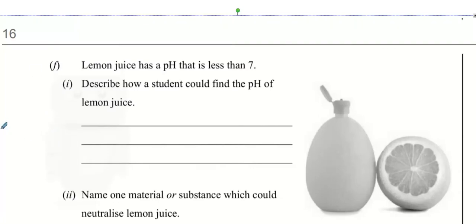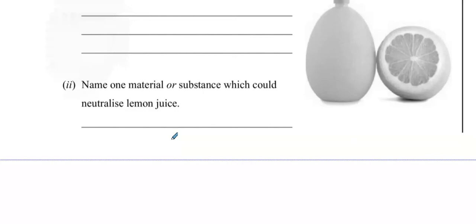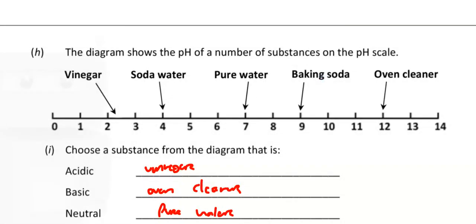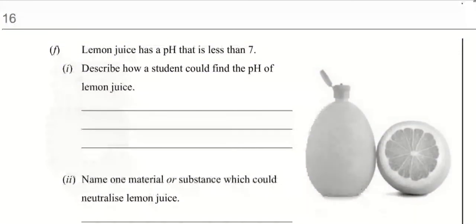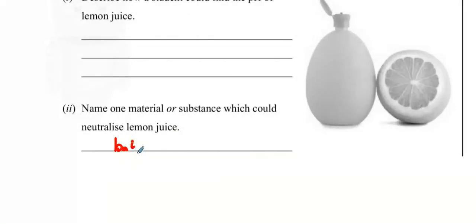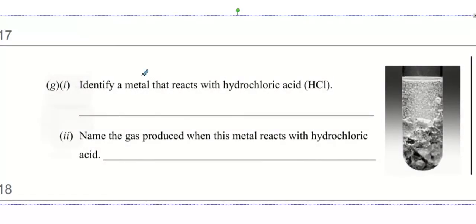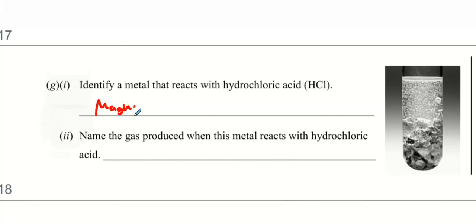Good job. Name one material or substance which could neutralize lemon juice. Any base material, so we could probably use baking soda from the last part. So baking soda. Identify a metal that reacts with HCl. Magnesium will do the job. And when magnesium and HCl mix, they produce hydrogen gas.